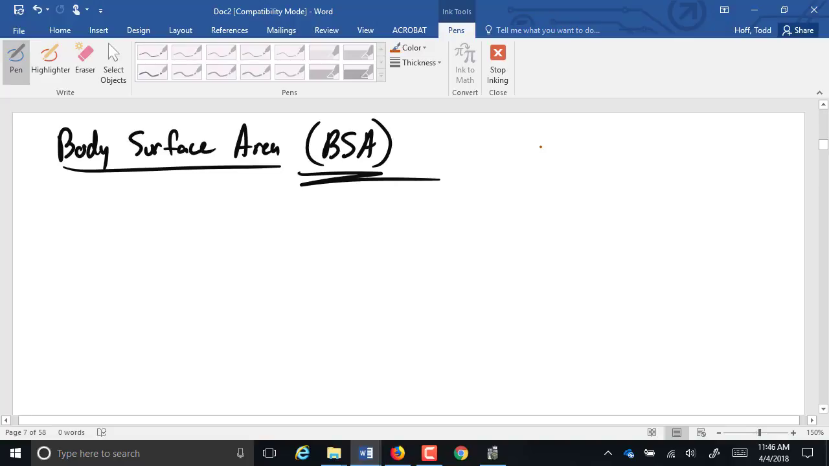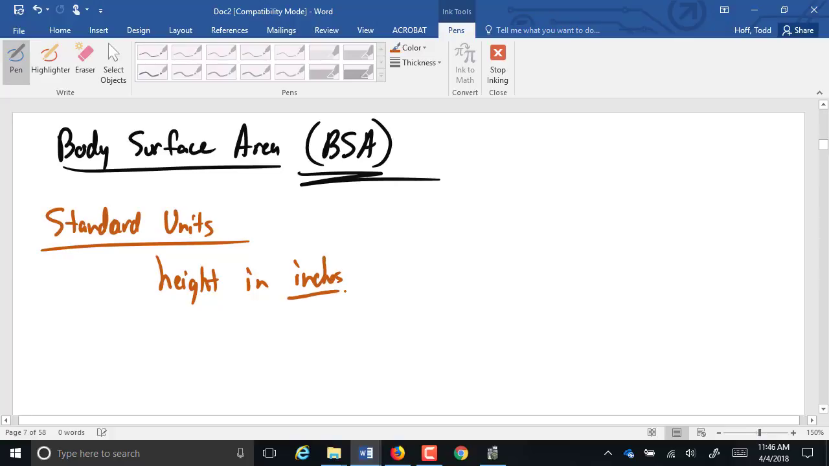So the first thing we have to be able to do is find body surface area. If our patient has things that are measured in standard units, which is where we're going to start, our height is going to be measured in inches. So if we were given someone who is 5'9" tall, we have to convert that into inches. And our weight is going to be given in pounds.